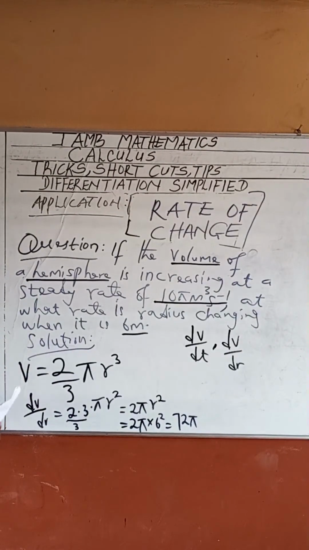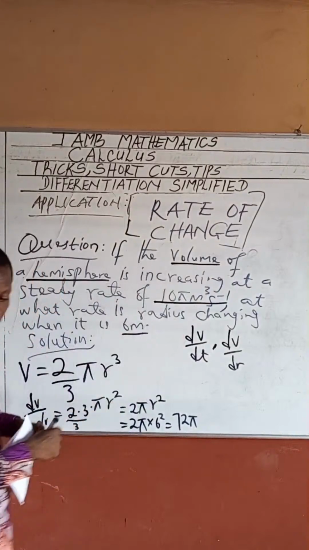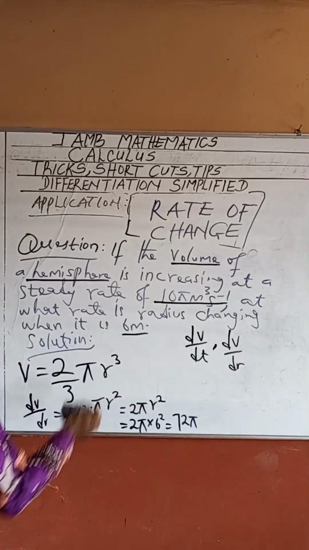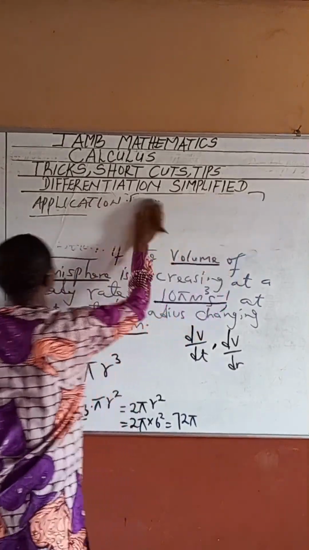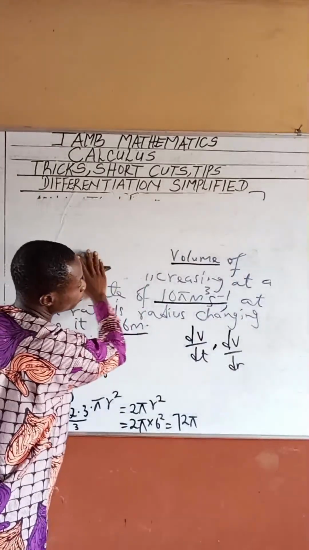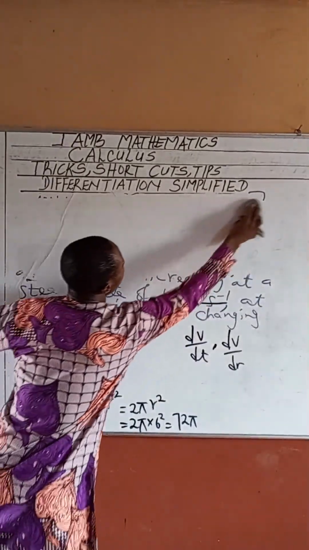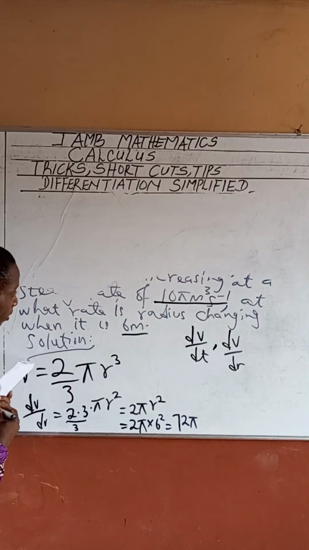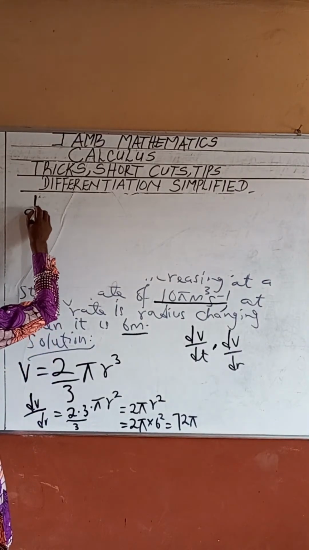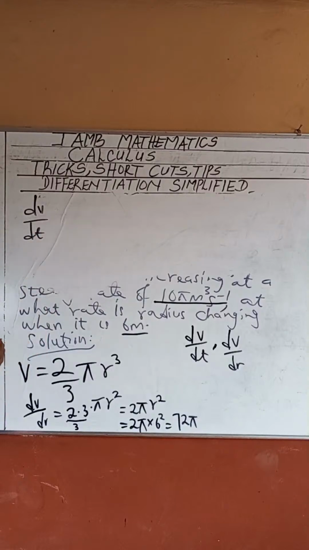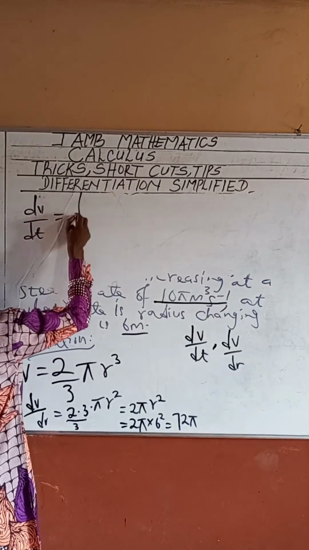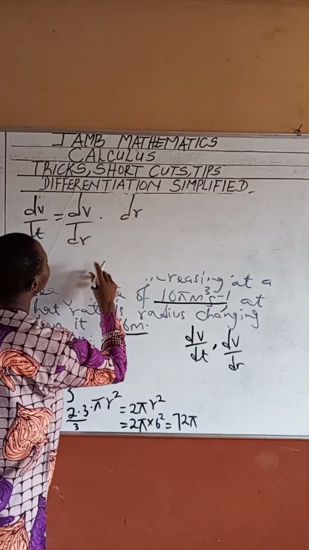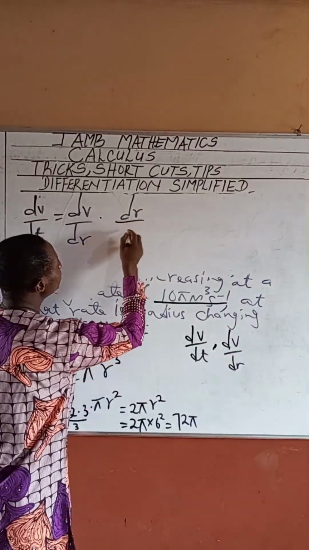What are we looking for? We are looking for the rate of increase. So this is what we are looking for. Let me show you so that we'll understand better. Because of space, we usually have space issues when we use vertical orientation. Please bear with us. So in this case, don't forget, you are starting with dV/dt. dV/dt is equal to dV/dr times dr/dt.